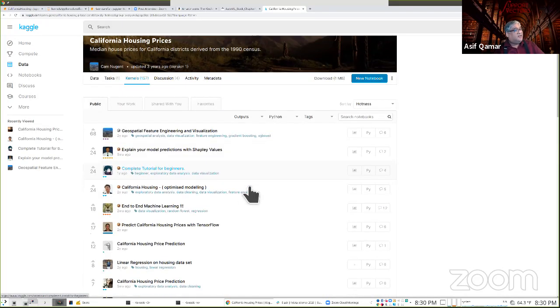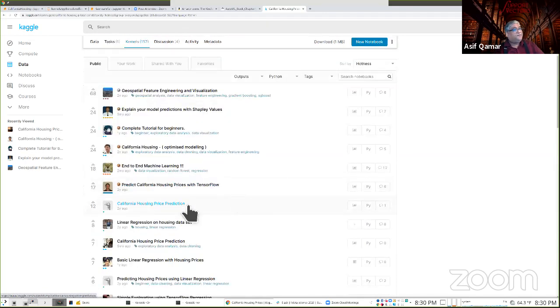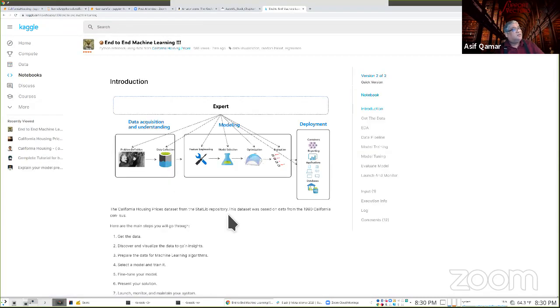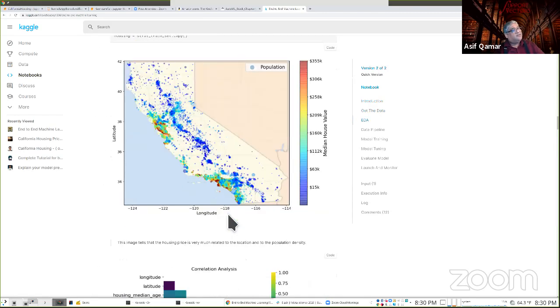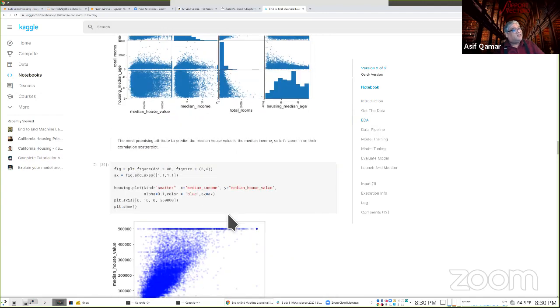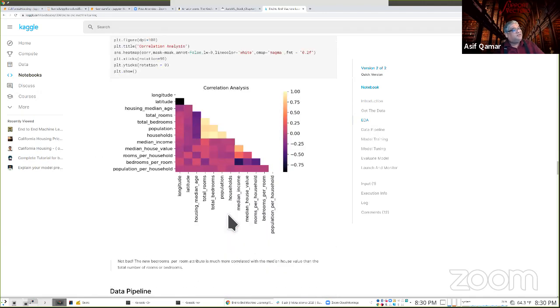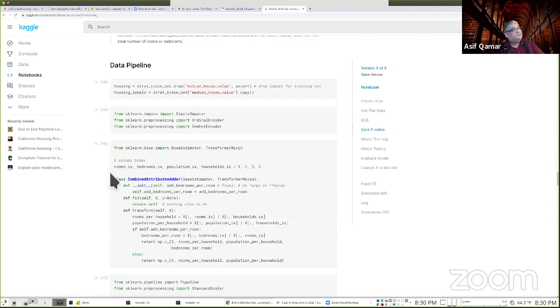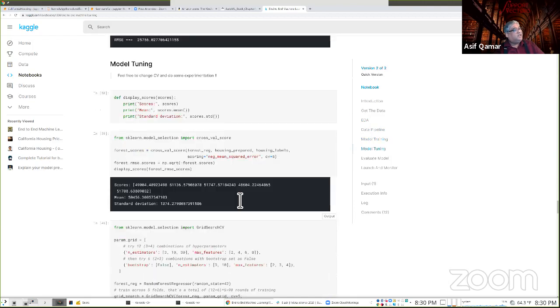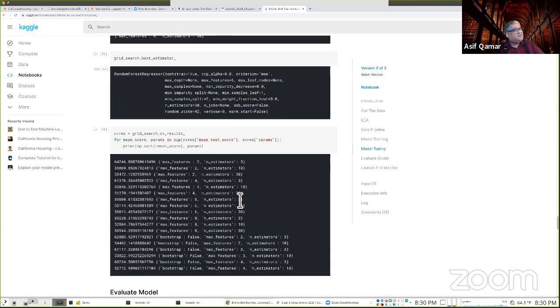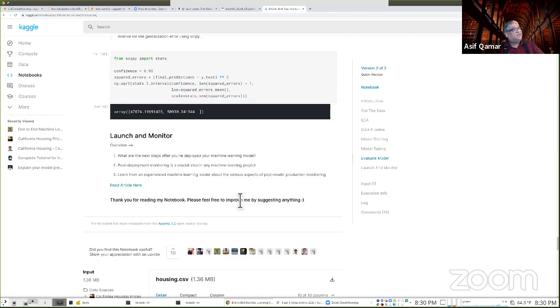Maybe one more, let's take End-to-end machine learning, 18. Let's try our luck with this. Introduction. And yes, we have these histograms, you got it right. The EDA, the maps, the scatter plots, the pair plots, the correlation matrix, data pipeline, right? And model training, model tuning. No one seems to have done the log transforms, etc. of the data. I wonder why.